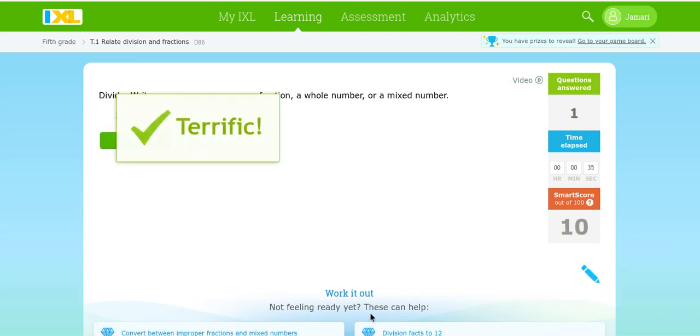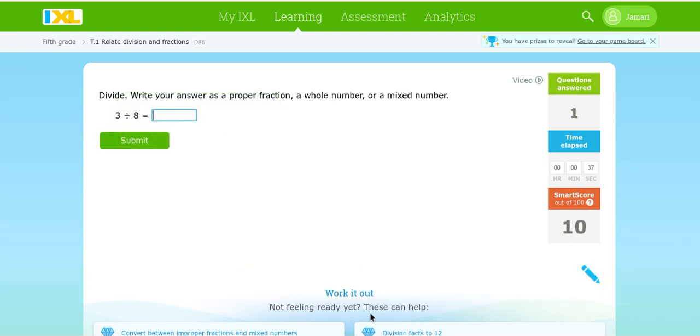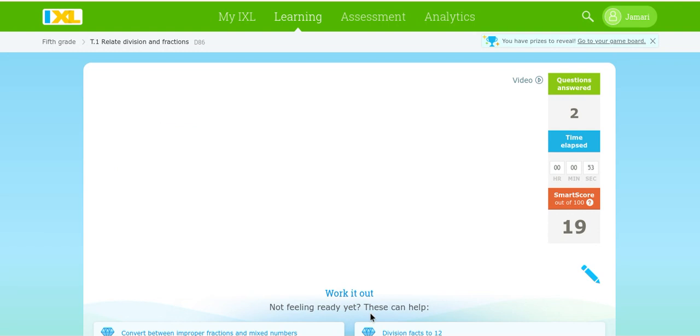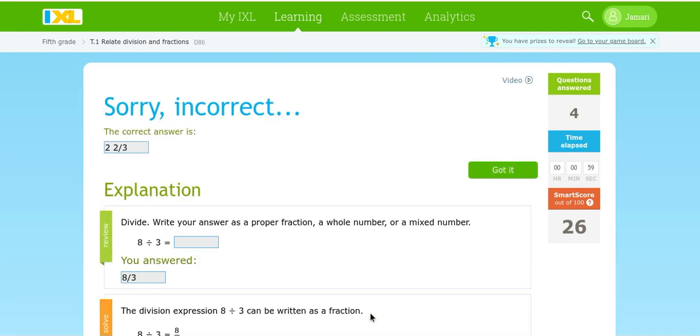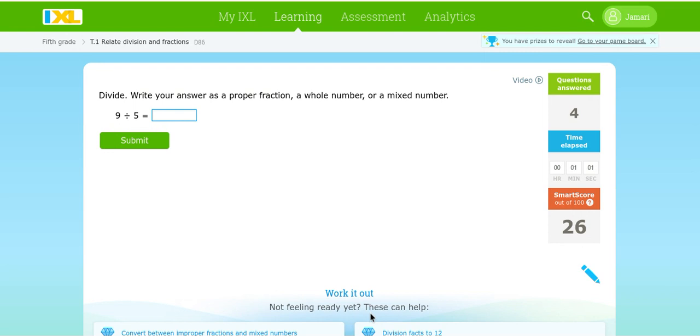Proper fractions, you're just gonna use the two numbers in the problem and put them together. Whole number, then technically just dividing. Mixed number, etc., etc.